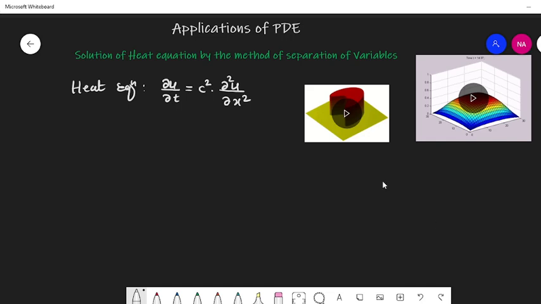u by dou x square. So this represents heat equation. So what is heat equation? Let us look into that.